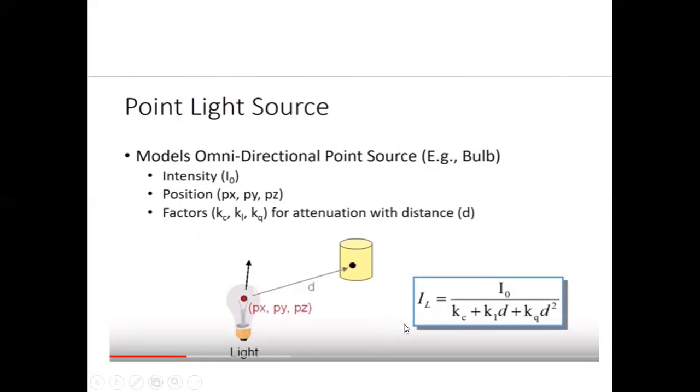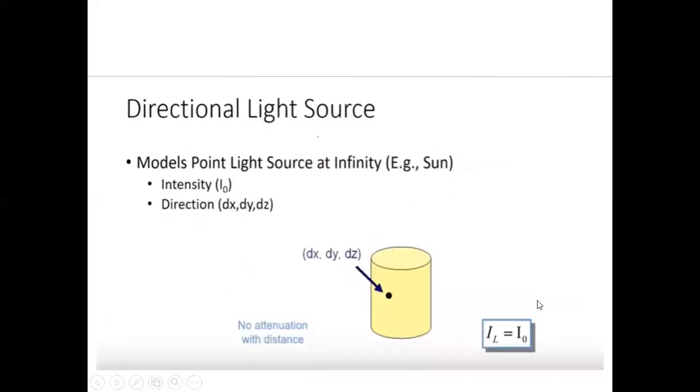I'll write the formula for the intensity of light, because the illumination model is basically used to calculate the intensity of light. The intensity of light is given by IL is equal to I naught, the intensity of the bulb, divided by Kc plus Kl d plus Kq d square. This is the formula for calculating the intensity of light using a point light source.